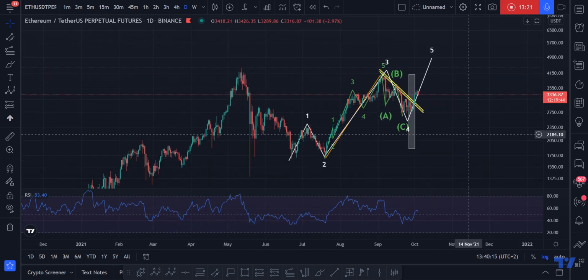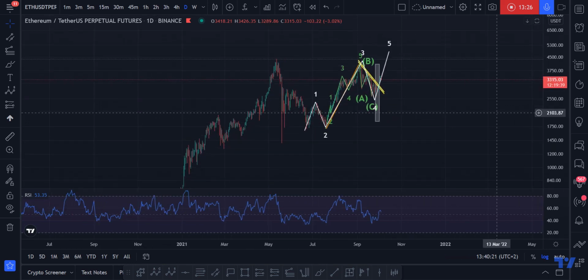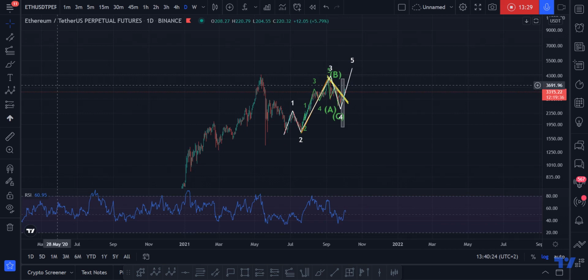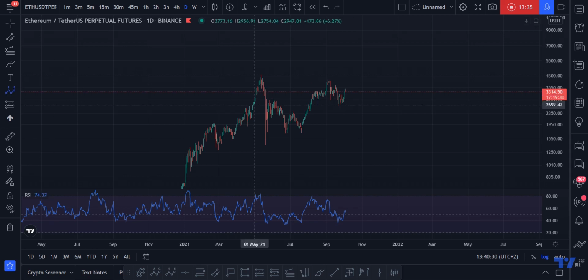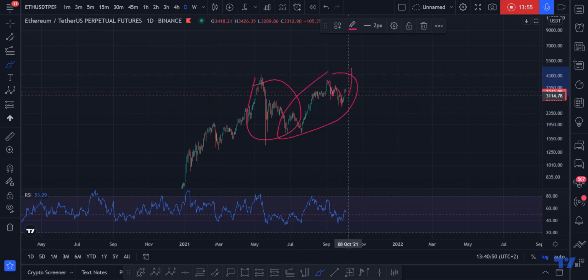And another count can be that this is the beginning of a bigger move to the upside, and we are actually doing the second wave. So I'm going to clear it, and I'm going to show you what I consider. So this was a corrective move. This was the bigger correction, this one here, and we started to move impulsively to the upside. So if this is going to be the fourth wave of this impulse, we are going to make a fifth wave, and we're going to correct again.